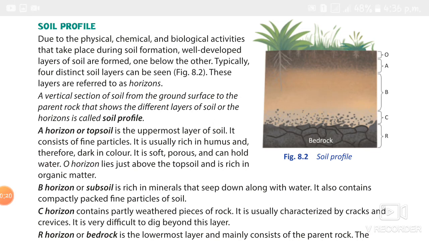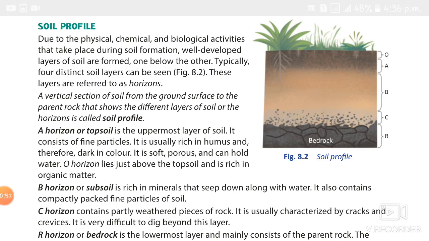So when it is dug straight down vertically, these different layers of soil, which are visible when a vertical section of the land is cut, are called the soil profile. So what is soil profile? Can you see the definition? A vertical section of soil from the ground surface to the parent rock that shows the different layers of soil or the horizons is called a soil profile.